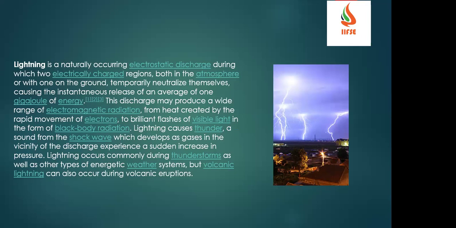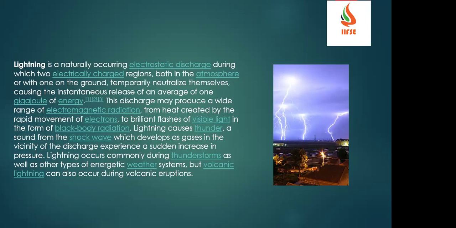Lightning is a naturally occurring electrostatic discharge during which two electrically charged regions, both in the atmosphere or with one on the ground, temporarily neutralize themselves, causing the instantaneous release of an average of 1 gigajoule of energy. This discharge may cause a wide range of electromagnetic radiation. It is almost 1 gigajoule of energy. It is a very huge number.